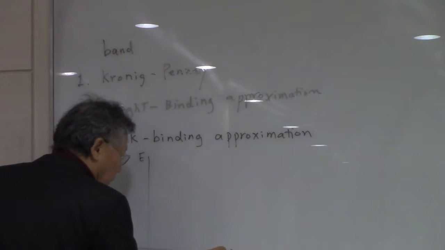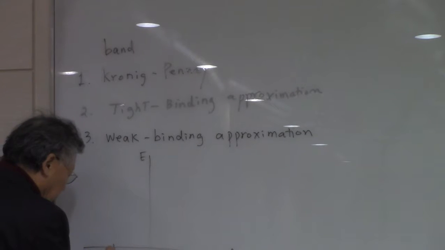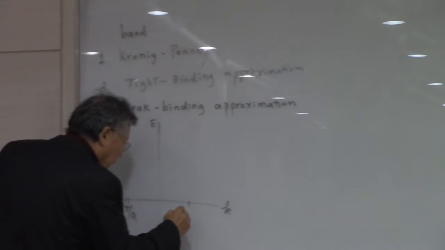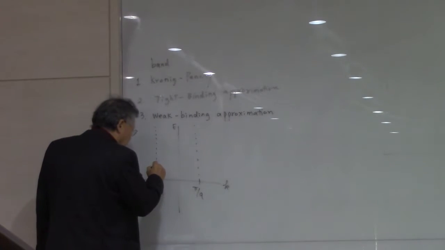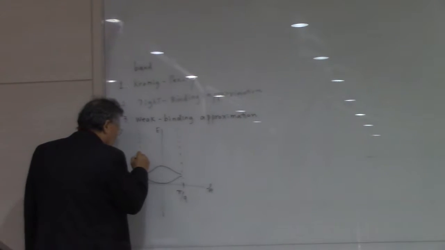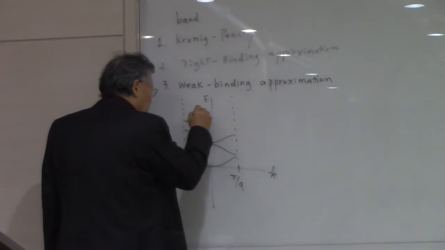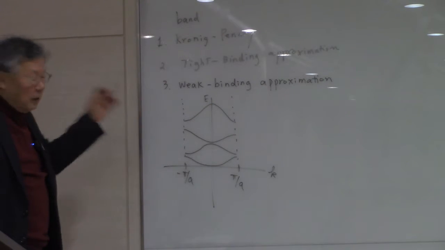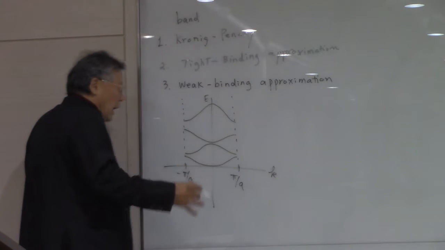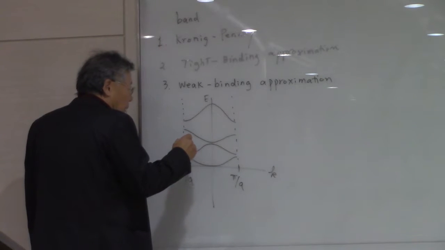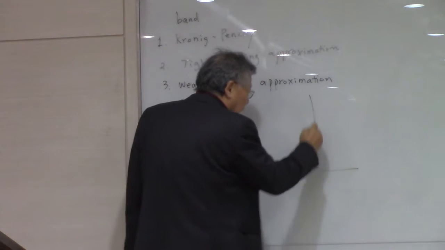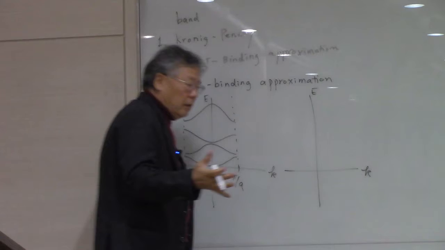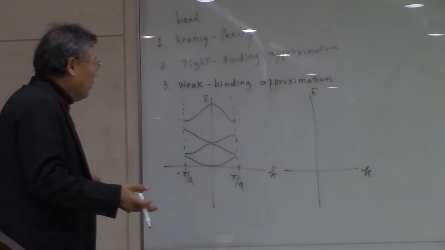And in this weak binding approximation, we have the E versus K diagram. We can create the E versus K diagram, and everything can be put into pi over a, and that is a certain series of direct energy densities like this, and the outermost band, two things is of our interest, because the solid reacts with the valence electrons of the materials.